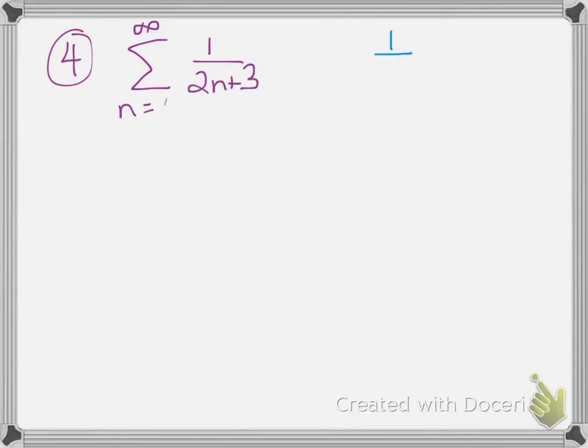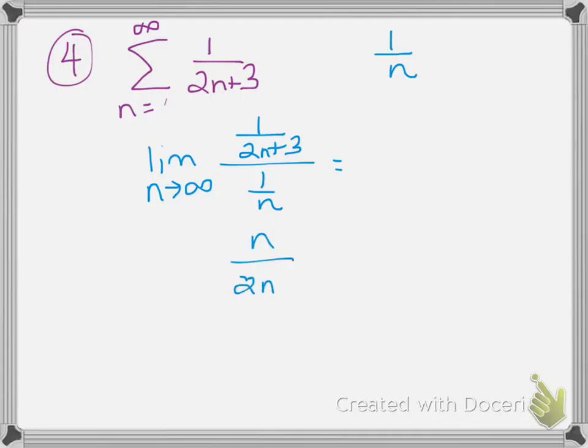Well, I think I'm going to compare it to 1 over n. So I'm going to find the limit as n approaches infinity of 1 over 2n plus 3 over 1 over n. Alright, simplify, like 1 over 2n plus 3 times n over 1, so I get n over 2n plus 3. Alright, if I find the limit, I get a half. Alright, I got a limit.